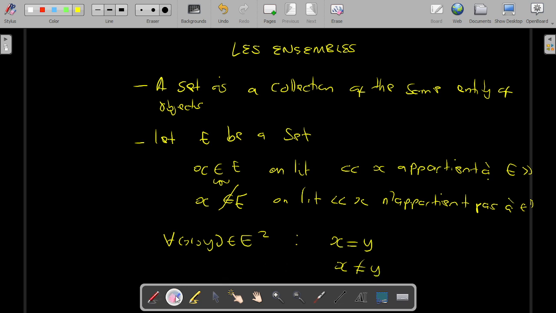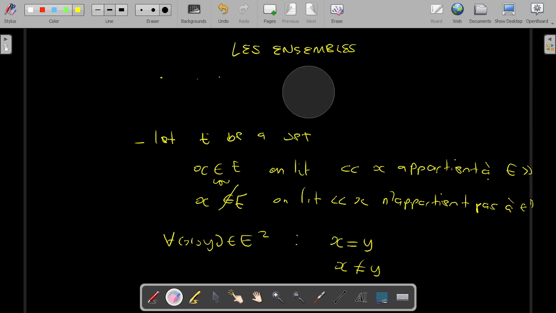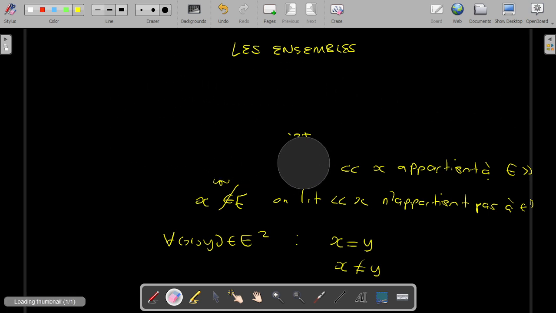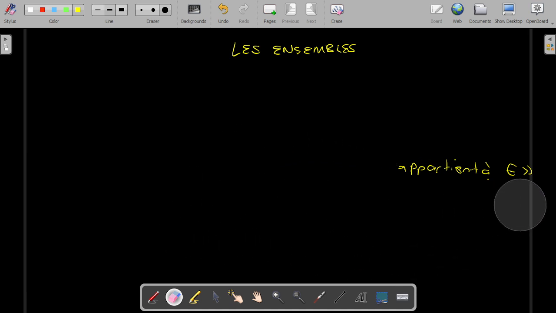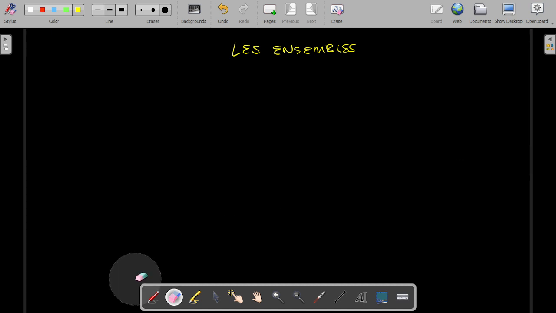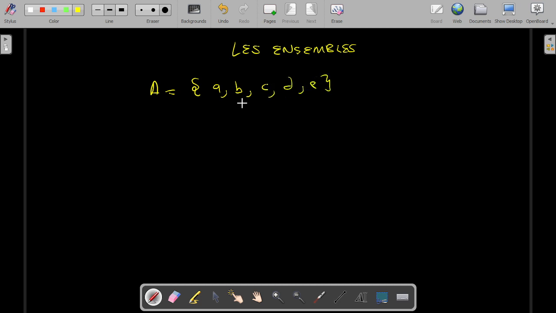Now, whenever we are talking about sets, one piece of information you guys should always remember is that the order in a set does not matter. So for example, somebody can say, I have a set A of elements a, b, c, d, and e. Well, another person might also say, all right, I have the same set.